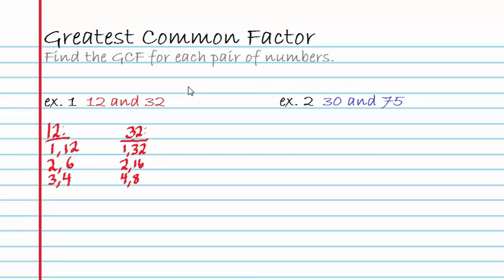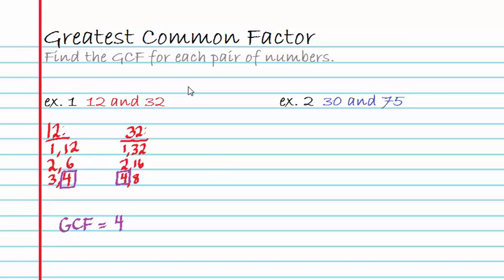So now I just have to identify the greatest, the biggest number that goes into both 12 and 32. So for this example, it would be 4. 4 is the largest number that goes into both 12 and 32. So my GCF is 4. So my GCF for example 1 is 4.